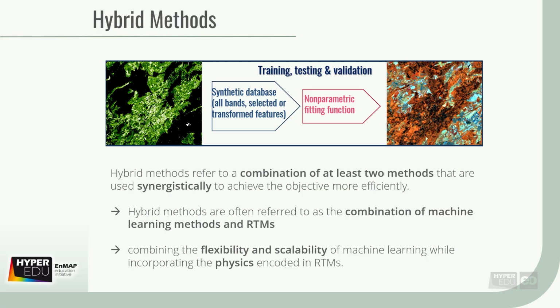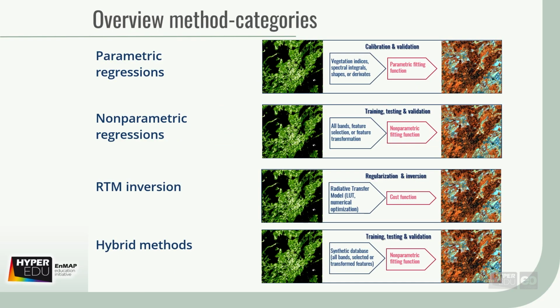In this course, we want to focus on empirical classification methods, as these are easily available and ready to use even for beginners. You will learn more details in our next video. Okay, let's summarize the method categories. You should now have a basic idea of parametric regression, non-parametric regression, RTM inversion, and hybrid methods.